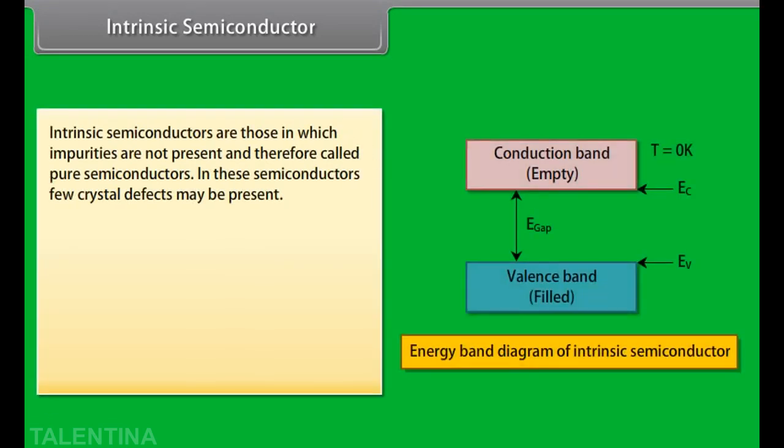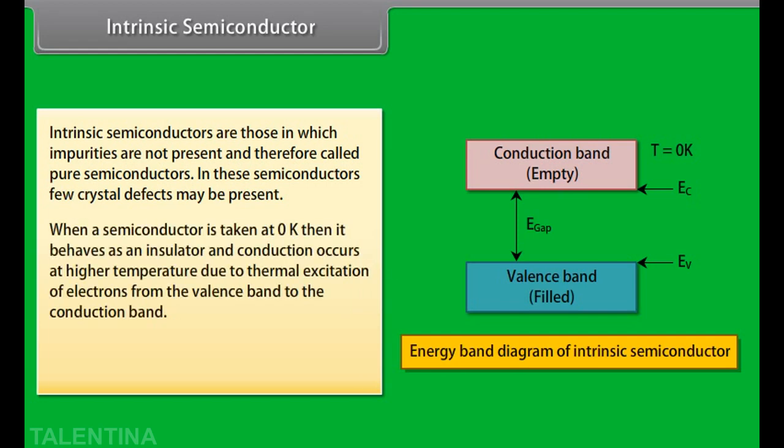Intrinsic semiconductor. Intrinsic semiconductors are those in which impurities are not present and are therefore called pure semiconductors. In these semiconductors, a few crystal defects may be present. When a semiconductor is taken at 0 Kelvin, it behaves as an insulator and conduction occurs at higher temperature due to thermal excitation of electrons from the valence band to the conduction band. For example, germanium and silicon.